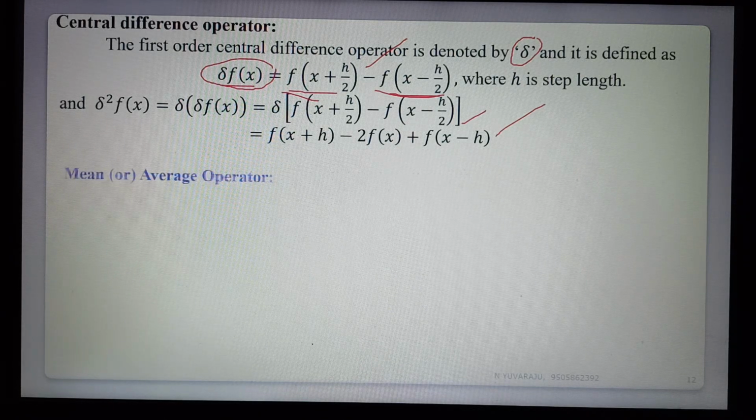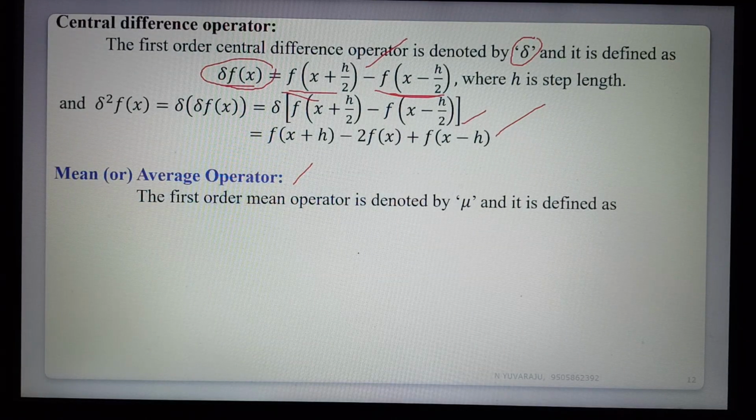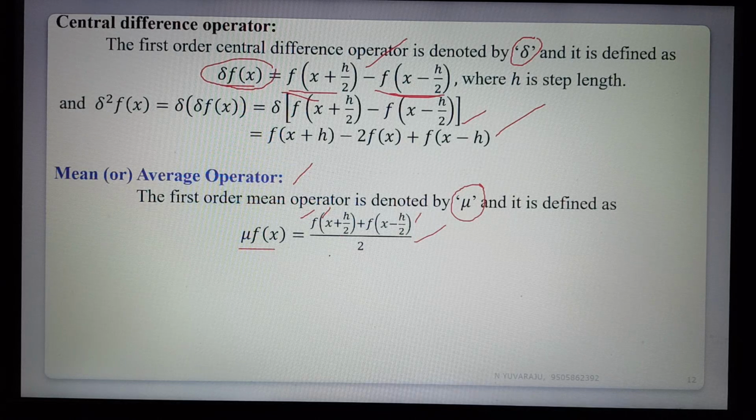Next, the mean or average operator. The first order mean operator is denoted by mu. This is the average operator, defined as mu f of x is equal to half of f of x plus h by 2 plus f of x minus h by 2. Here we take the average of both values, the forward and the backward. That is the mean or average operator.